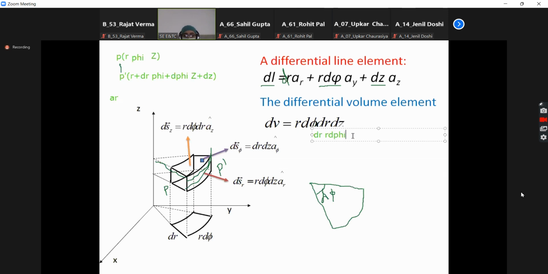And what is the third? dz. So in rectangular coordinates you have dx, dy, dz. Okay, that is length, breadth and height. Similarly, in cylindrical you have dr, r dφ and dz as length, breadth and height. So after multiplying these three, I get the volume. Okay.